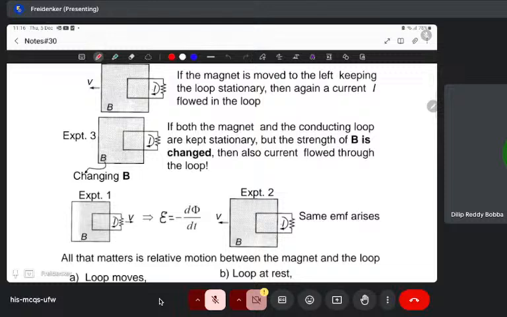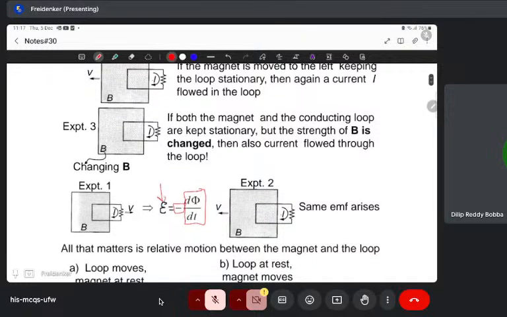Mathematically, d phi by dt will give you the rate of change of magnetic flux. The minus sign signifies the opposition. Basically, the loop is trying to oppose it, right? So the effect of the loop is the opposite of the rate of change of magnetic flux. That's why you have a minus sign. Whatever the loop is doing, it is trying to oppose the change.